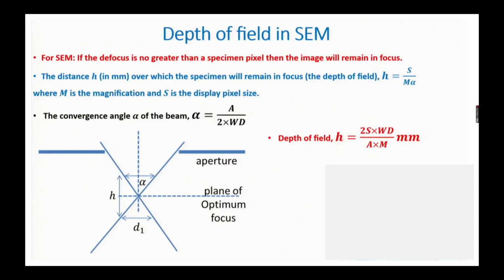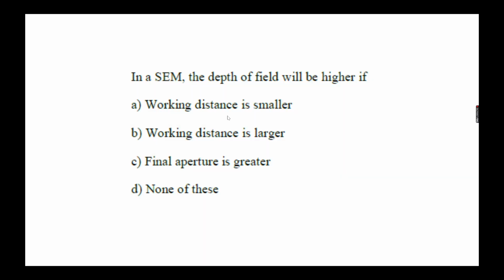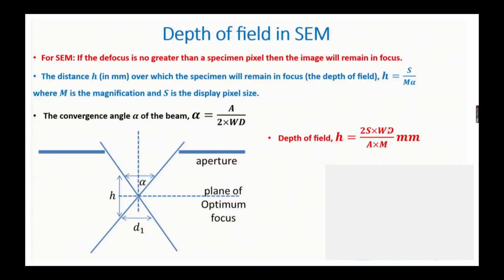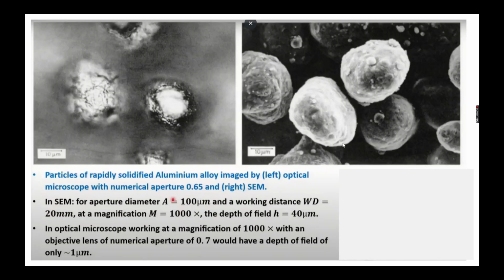Usually we set our working distance during imaging so that we can get a higher depth of field. So here the working distance is larger. Okay, so answer B: the working distance should be larger in order to get a higher depth of field. You can say it this way also.